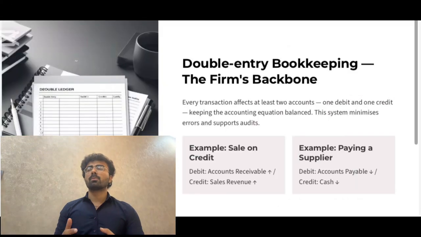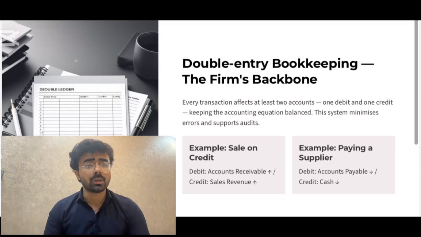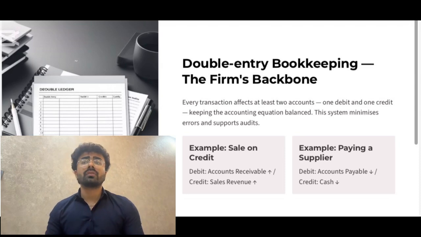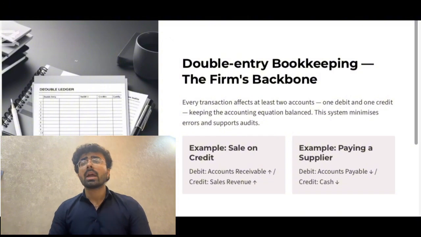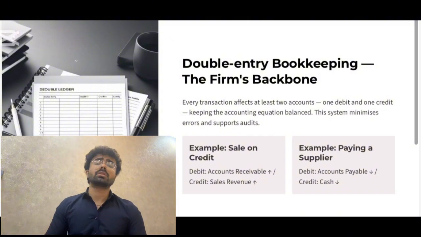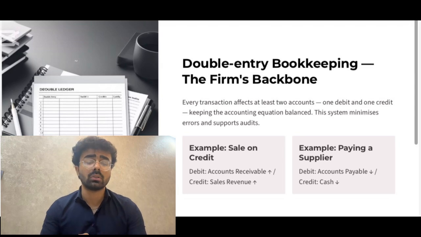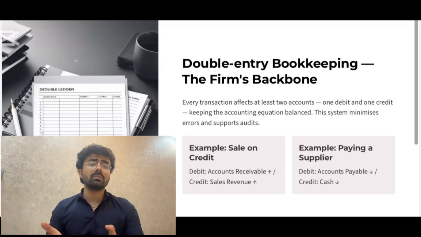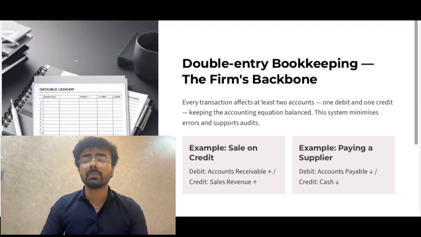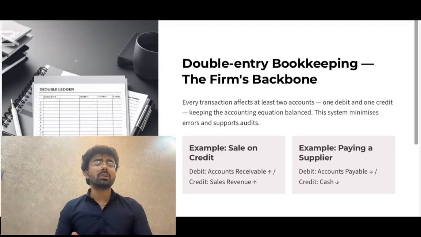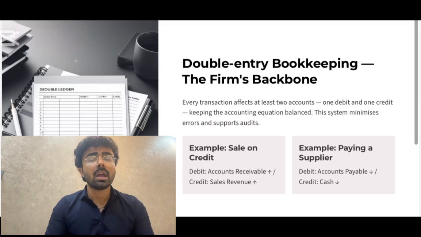Now comes the backbone of accounting: double entry bookkeeping. Every transaction affects at least two accounts, one debit and one credit. This keeps everything balanced. For example, if a business makes a sale on credit, accounts receivable, which means that we're going to receive money, is debited because it is our asset, and sales revenue increases, which is credit, right?